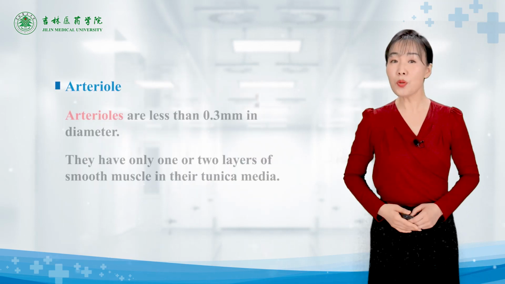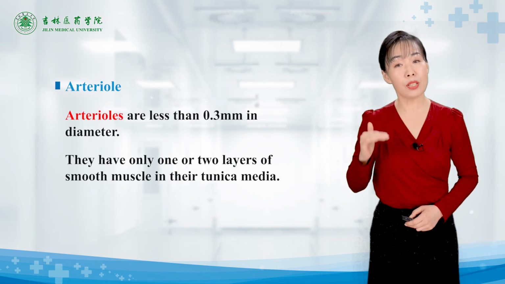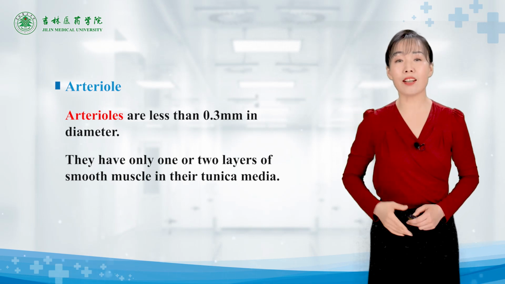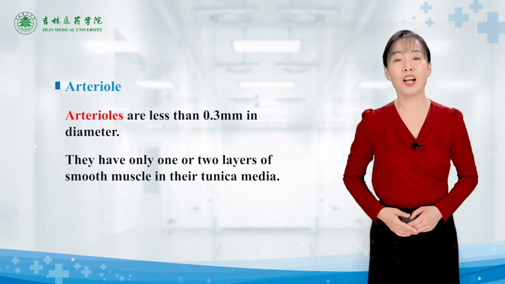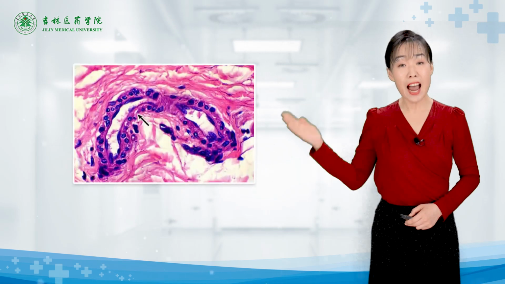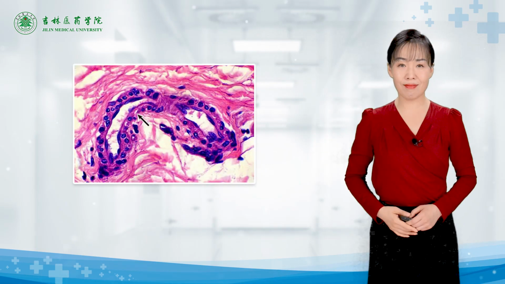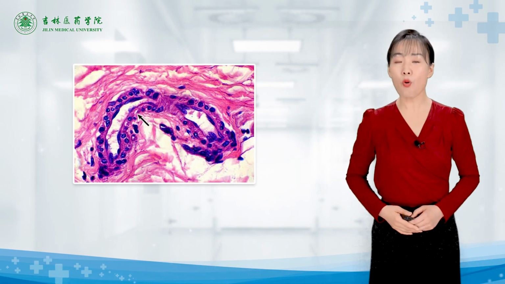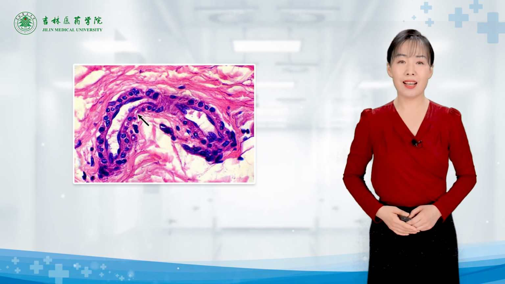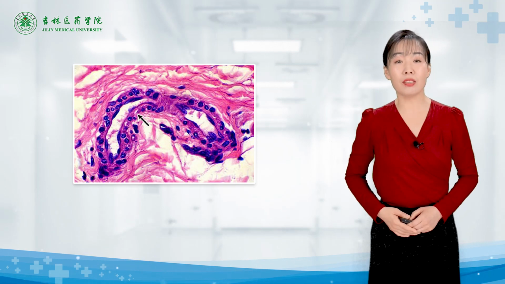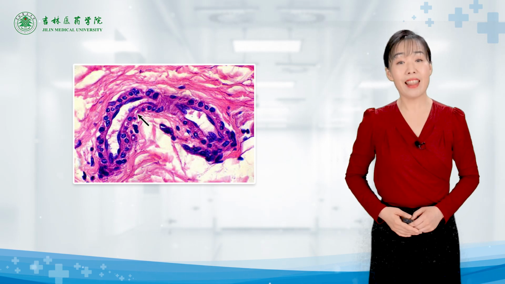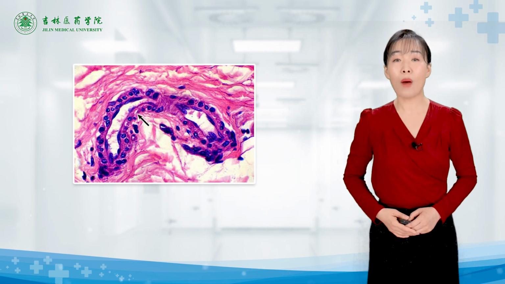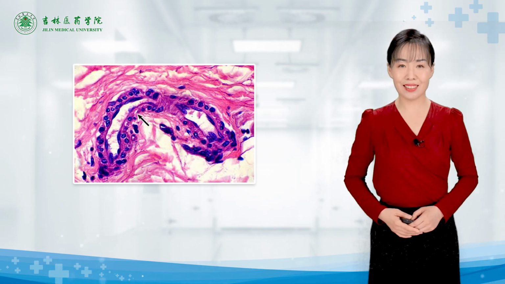Arteriole. Arterioles are less than 0.3 millimeters in diameter. They have only 1 or 2 layers of smooth muscles in their tunica media. The arrow points the smooth muscles. Both small arteries and arterioles are also called muscular arteries. With the innervation of the autonomic nerves, they can regulate blood flux of the peripheral blood vessels and blood pressure.